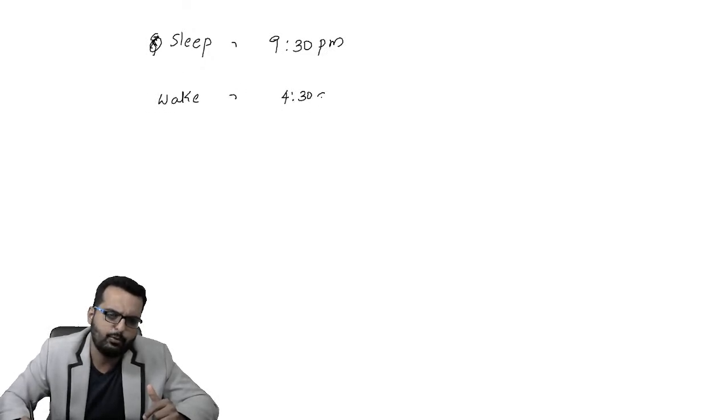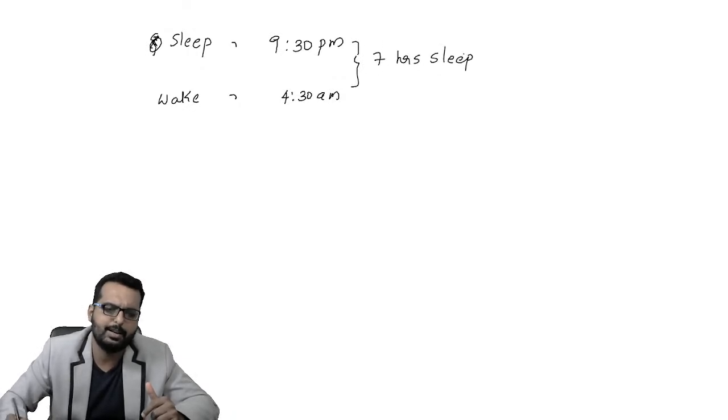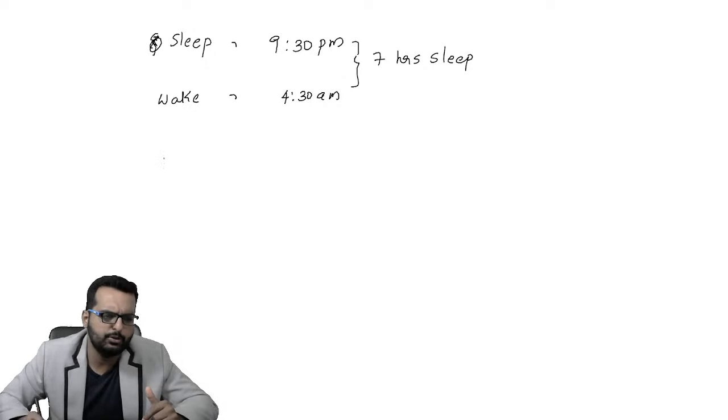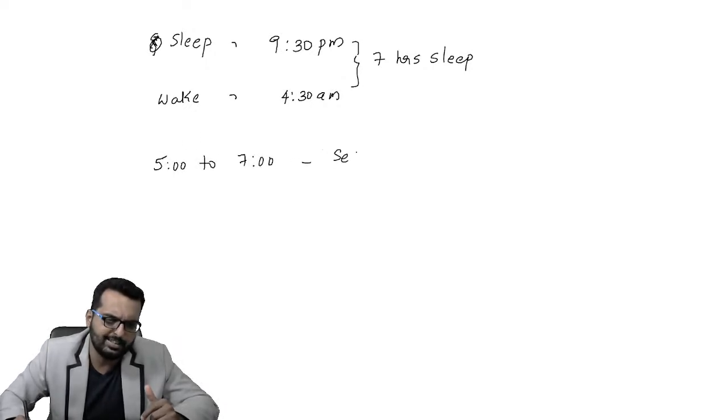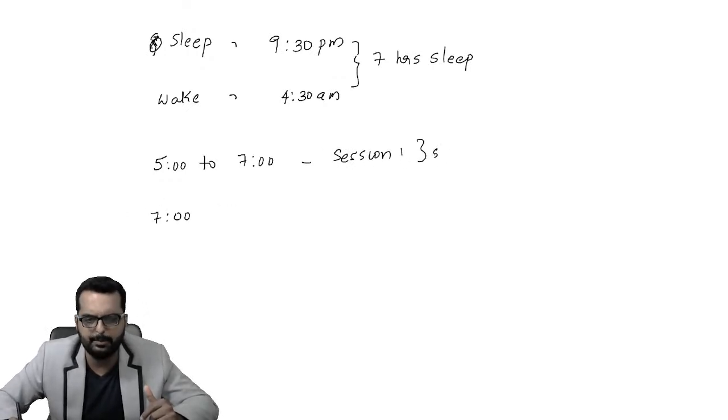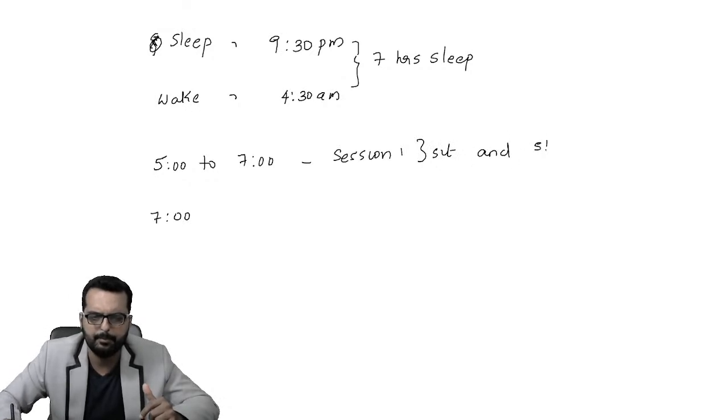My routine was I used to sleep every day night by sharp 9:30 p.m. I used to wake up every day morning at 4:30 a.m. So this used to give me a sound 7 hours sleep at night. Every day morning 4:30 I used to get up. 5 o'clock to 7 o'clock used to be my session one. All right. 7 o'clock I used to sit and study till this time. 7 o'clock to 8:30 was my session 2.